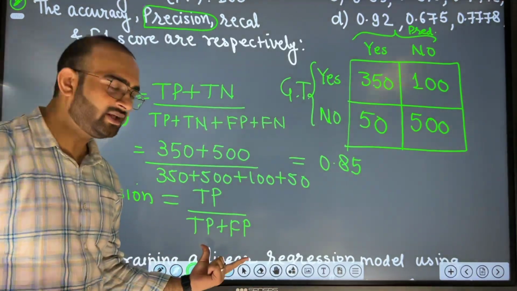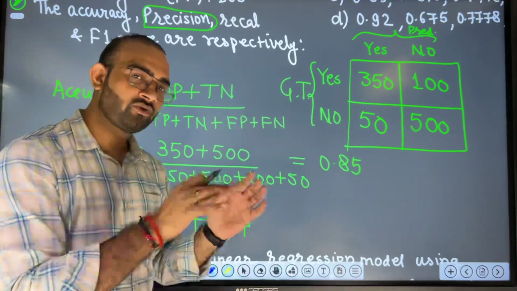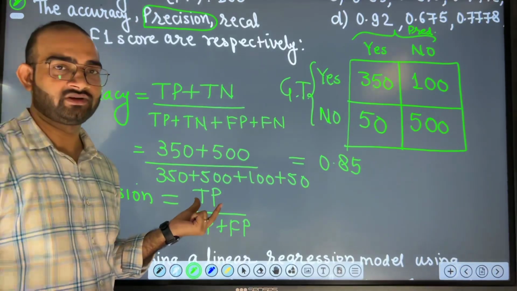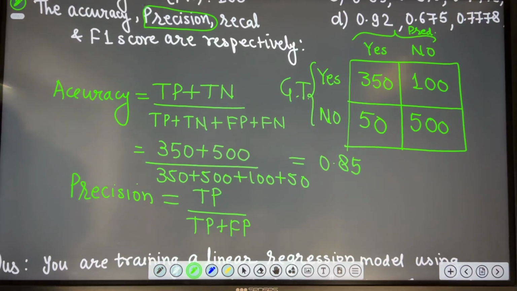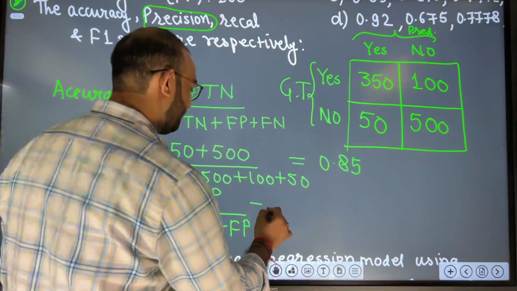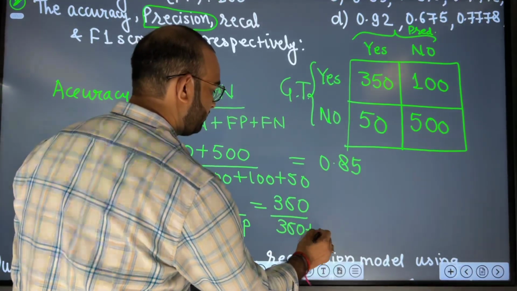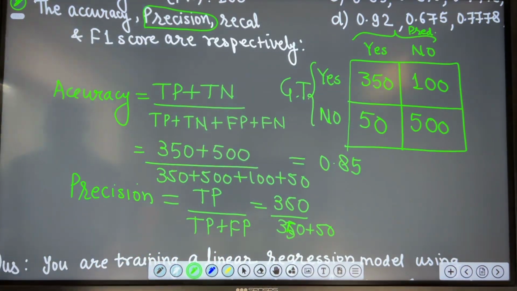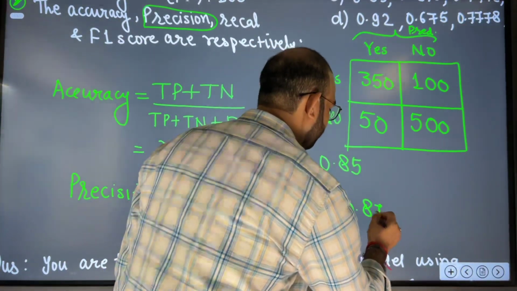So this denominator is actually all positives, whether true or false. What are the positives, and among those how many are exactly positive? We know the true positive and false positive values, so we can put them in. This is 350 upon 350 plus 50. This is 50. Okay, if we solve this, we will get the answer, and this precision will be 0.875.